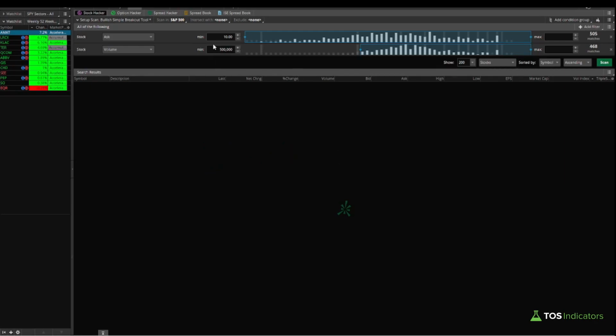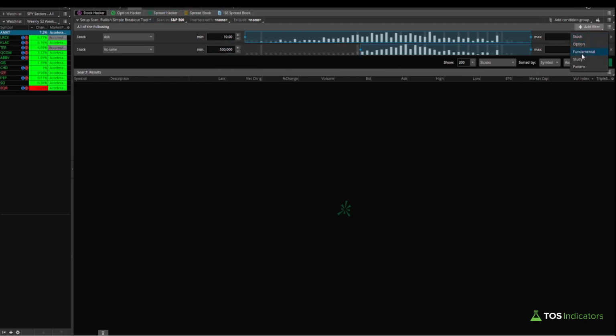Now to do so, I have some very simple filters already inside of the scan tab. The first is I'm scanning only inside of the S&P 500. The second is two basic stock filters. The minimum price of the stock must be $10 or greater, and the volume must be at least 500,000 or greater. So those are two very basic criteria.